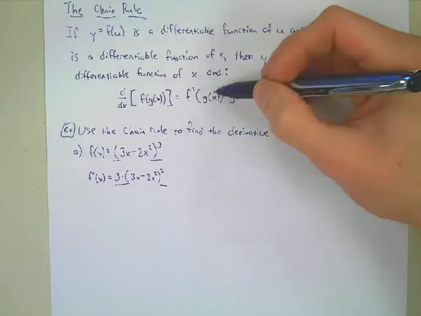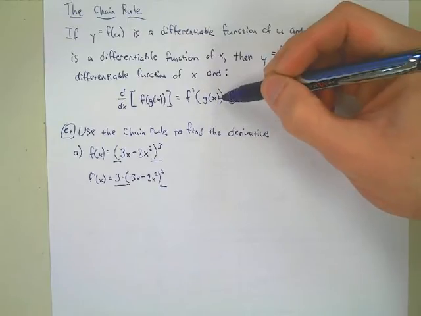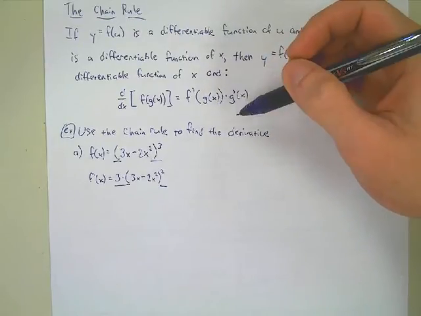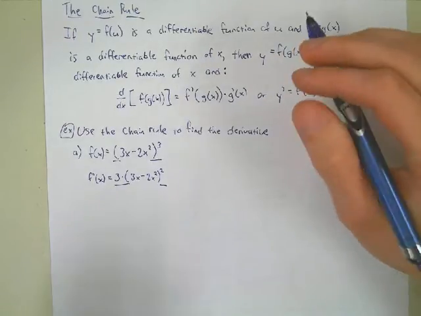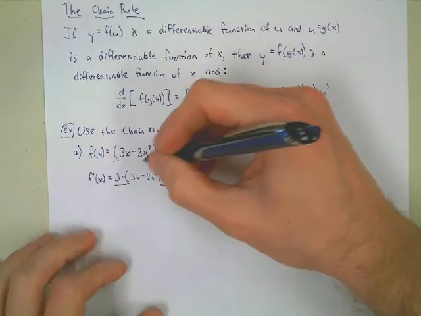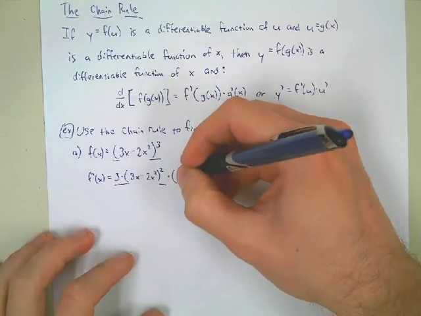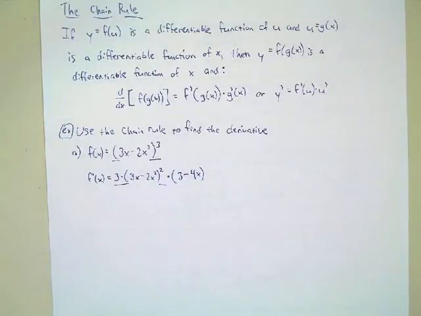So we just did this part of the chain rule. Now, are we done? No. What do we still need to do? Multiply by the derivative of what? The 3x minus 2x squared, or I would say the derivative of what was inside. So in this case, what's inside is the 3x minus 2x squared, so times the quantity 3 minus 4x. And we're done. We've taken the derivative.